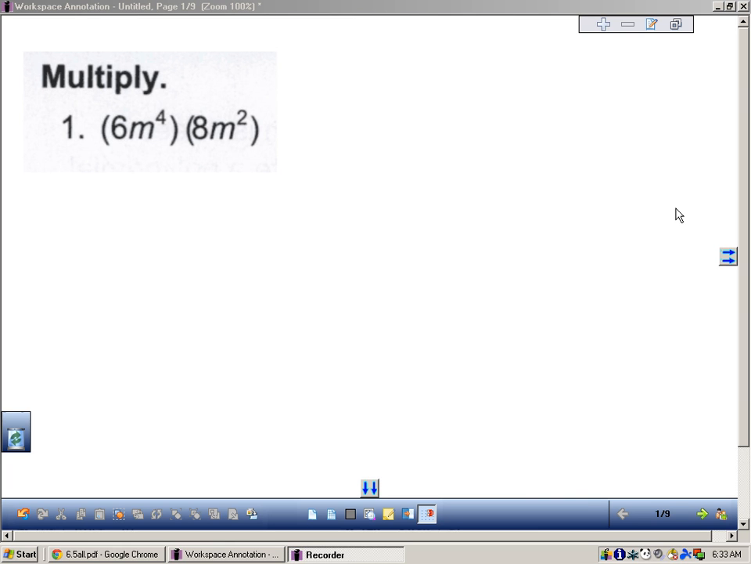Good morning, afternoon. I'm looking at 6.5, page 355, and we're multiplying polynomials. And so let's just start without any further ado.